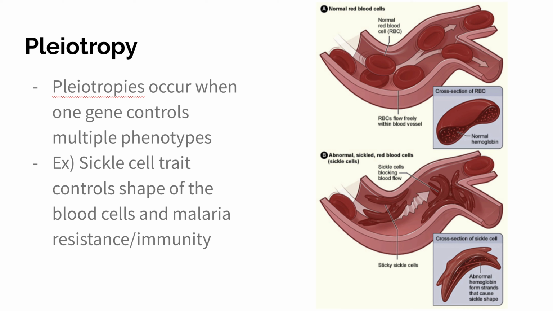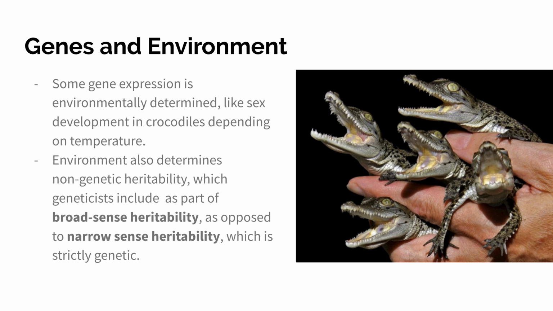And finally, we also have some genes that are environmentally influenced. Sex in crocodiles is an excellent and famous example. Depending on temperature, an entire clutch of crocodiles will either be male or female, and it's not determined by their chromosomes. It's actually determined by the temperature at which they incubate. So the changing temperature is what activates or deactivates the genes that cause their bodies to differentiate in different ways.